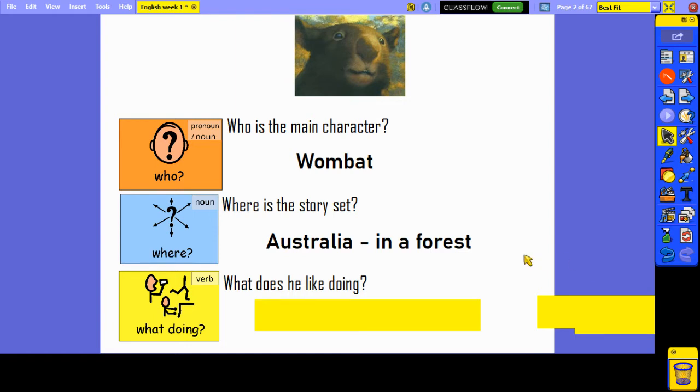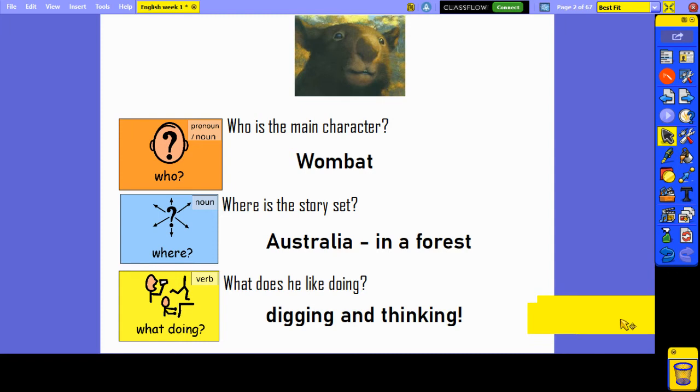My next question. What does Wombat like doing? Open your book to the first page of the story and pause the video while you find out what Wombat likes doing. Wombat likes digging and thinking. There were two favourite activities.